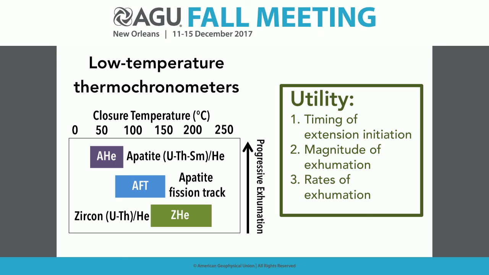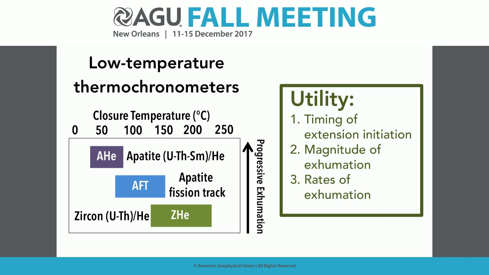Really quickly, for those of you who aren't familiar with low temperature thermochronometry, the chronometers I'm going to be talking about are apatite helium, apatite fission track, and zircon helium. And these are chronometers that focus on the really lowest of the low temperature thermochronometry systems. So we're looking at temperatures less than 250 degrees C, so fairly shallow crust. And what's great about these different chronometers is that we can look at information on timing of exhumation, magnitudes of exhumation, and even rates.